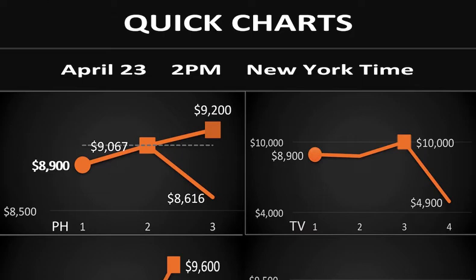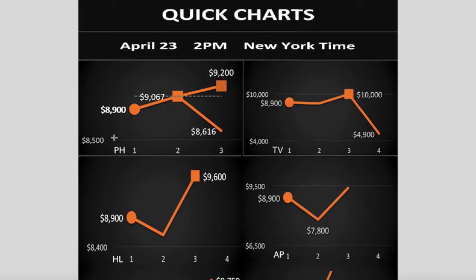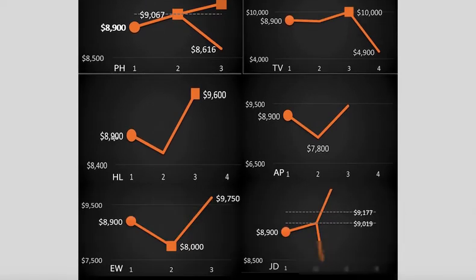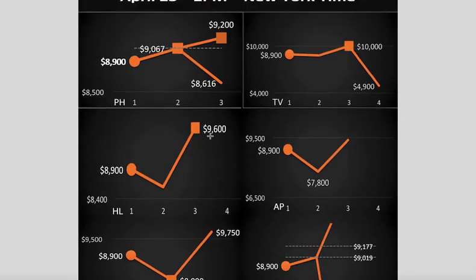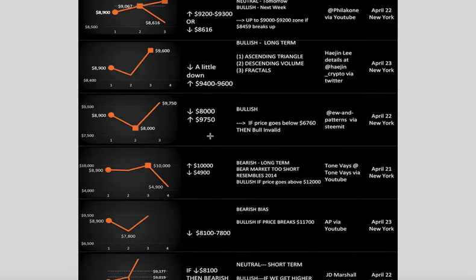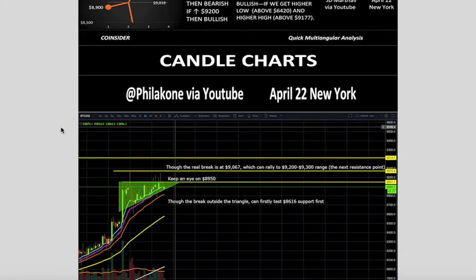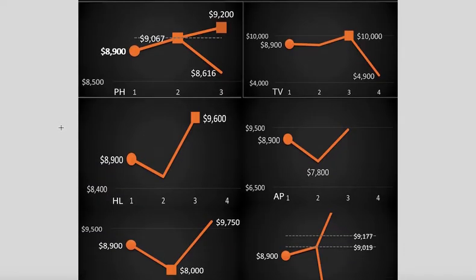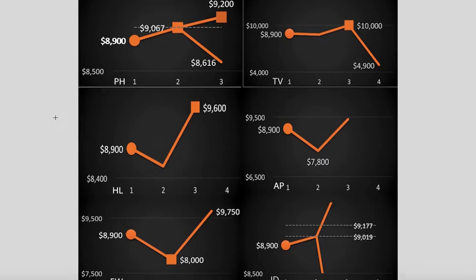We have 3 sections. The first section is the micro charts, these 6 micro charts here. Then you're going to have prediction reasoning, and then we're going to have candle charts, which are the charts of the analysts. So what we're going to do is look at a few common price points.